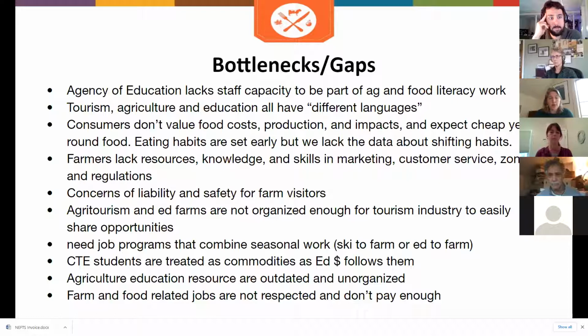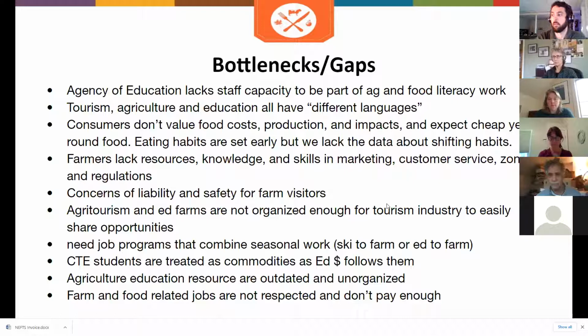There was a number of bottlenecks that were focused on farmers not having access to information or resources or skills around everything from good customer service to all the interesting marketing strategies now, looking at social, digital marketing sort of stuff. And that for folks that are opening up their farms to their community and to tourists and to students, there's confusion and lack of understanding around zoning and regulations and permitting that they may need to know. And that also then links to the concerns of opening up their farms with the safety and liability of having visitors.